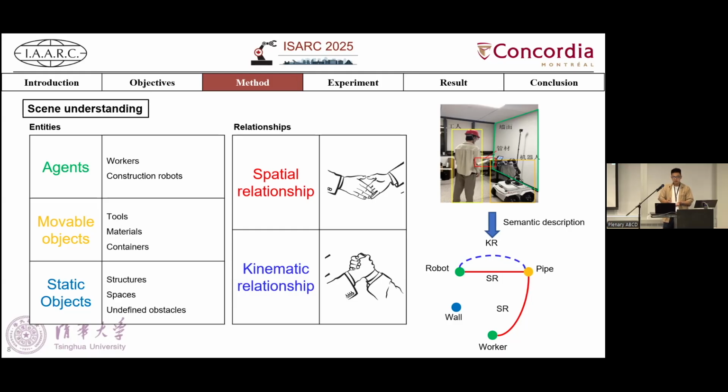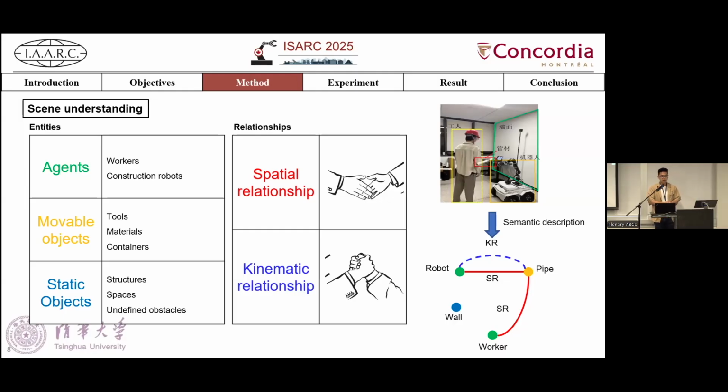And the movable objects, they cannot act on their own and can only be used or moved by the agent. The examples are tools, materials, and containers. And the last kind of entity is static objects. They are fixed and cannot be moved.